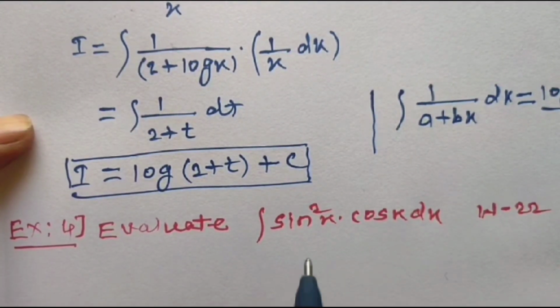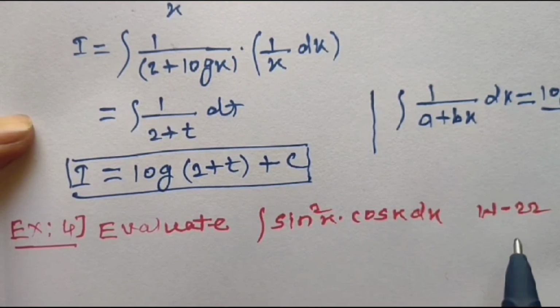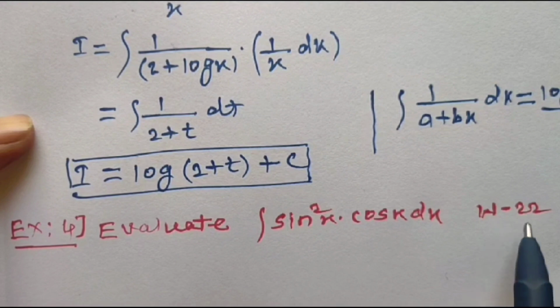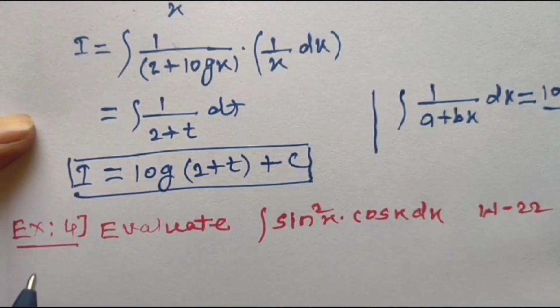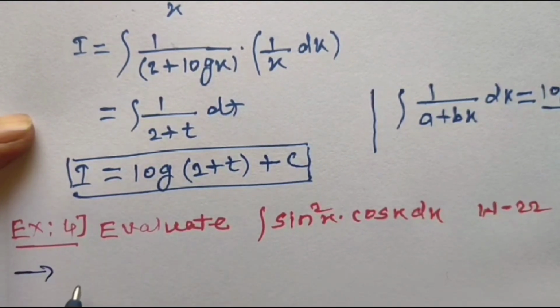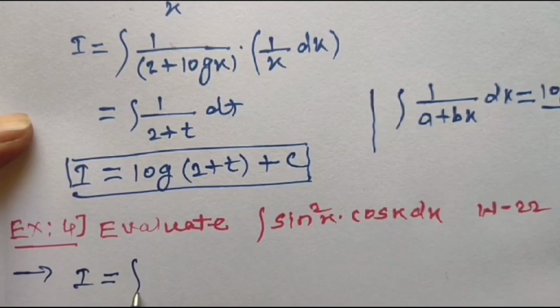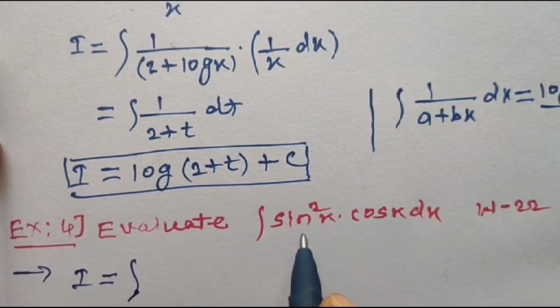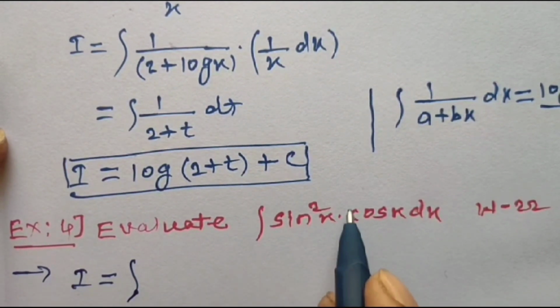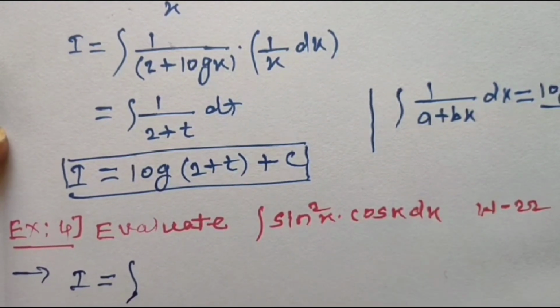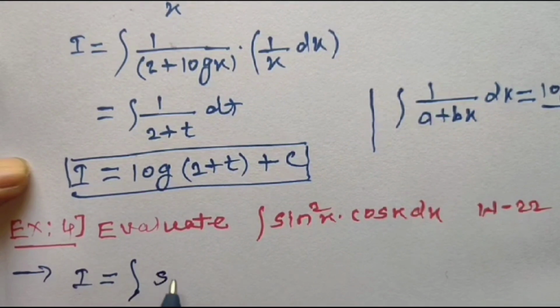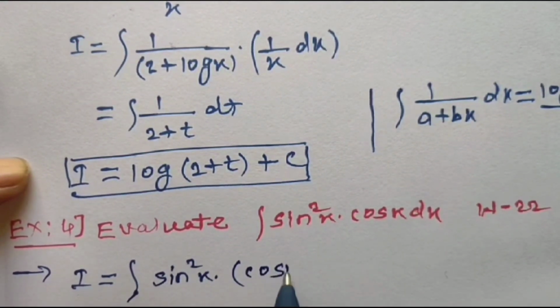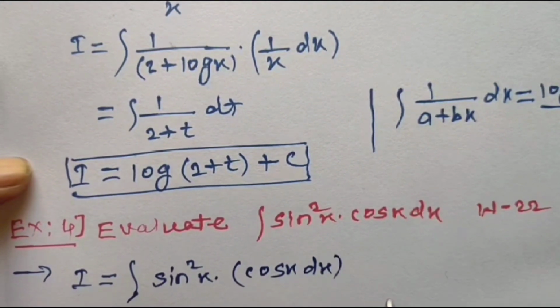Let us solve sum number 4. Evaluate the integral of sine square x into cos x with respect to x. This sum appeared in winter 2022 for 2 marks. Let us evaluate this integral. First of all, express the given integral like this. I is equal to integral of, you know, the derivative of sine x is cos x, so you can club cos x with dx, and we can write the integral in this form: sine square x into bracket cos x, integral with respect to x.